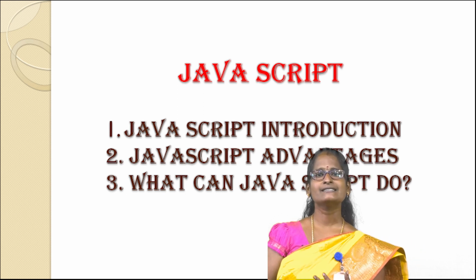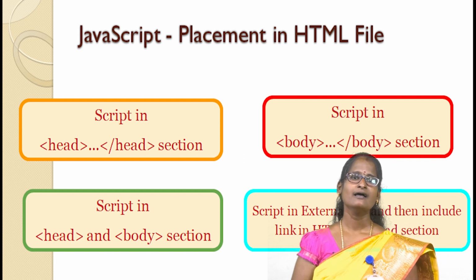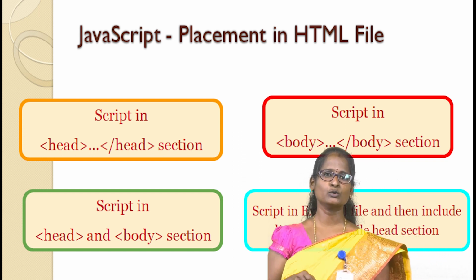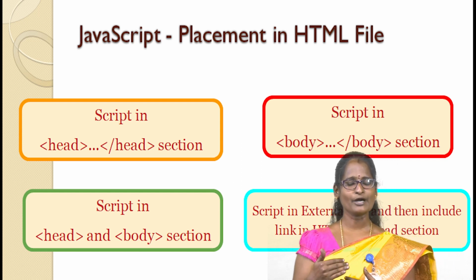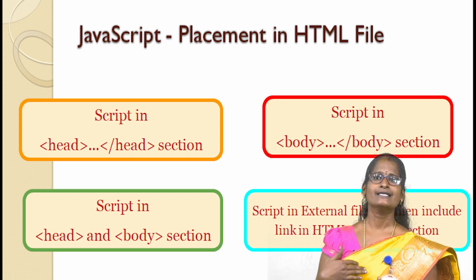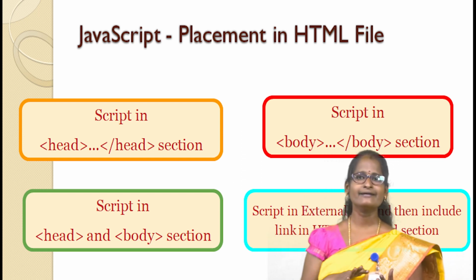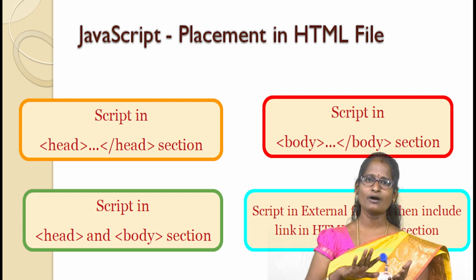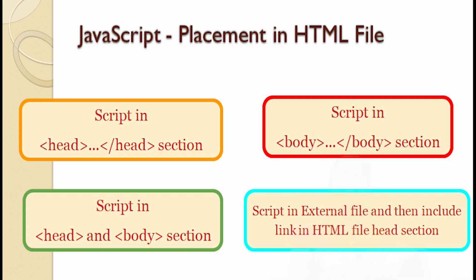Then the sample JavaScript syntax placement in HTML5. The scripting, already we know that the HTML file is opened with the head tag, then the body tag, then closed with the body tag as well as the head tag. The script can be used in the head section, then in the head and body section, then in the body, and the last one is closed with the /body section. The script can also be in an external file, and then we include a link in the HTML5 head section.